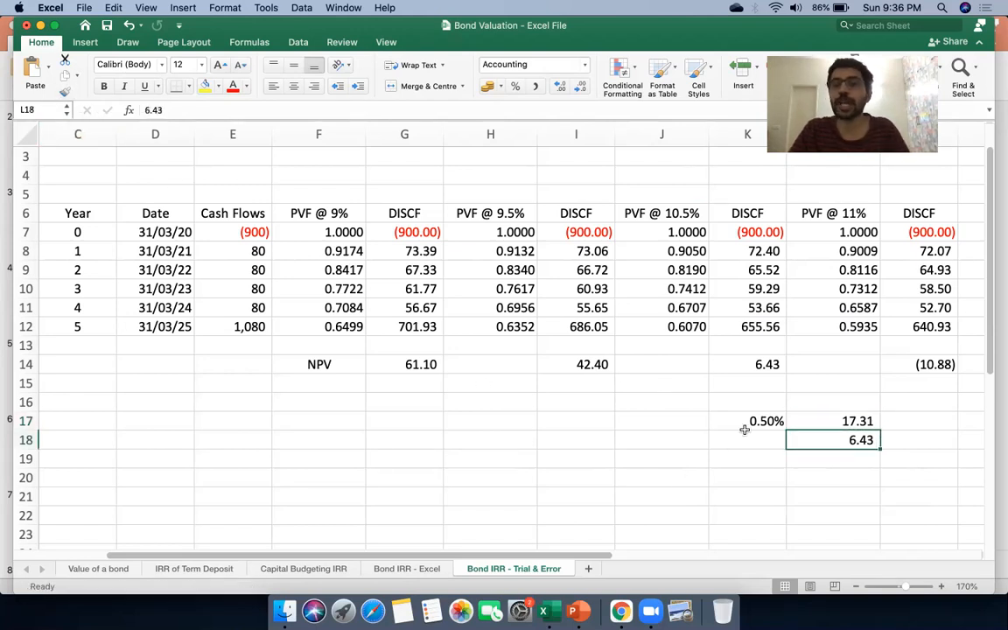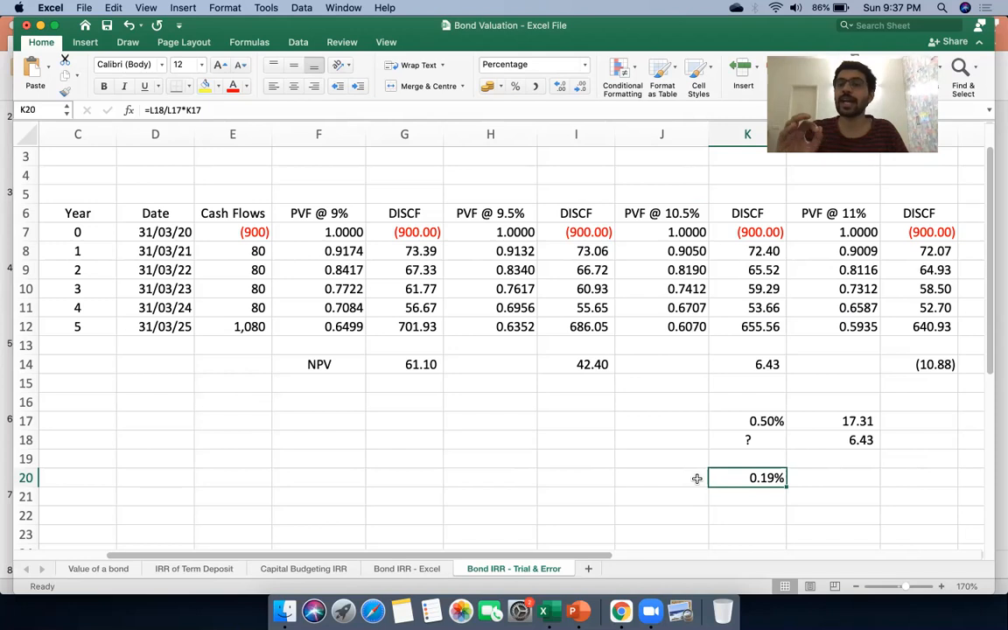Therefore, how much should I increase the discount factor by? This is nothing but your unitary method, or this is also called interpolation, right? So all we will do is 6.43 divided by 17.31 into 0.5. Okay, it's just a unitary method, right? So it will be basically 6.43 divided by 17.31 multiplied by 0.5%. The answer is, let me just add the decimal.